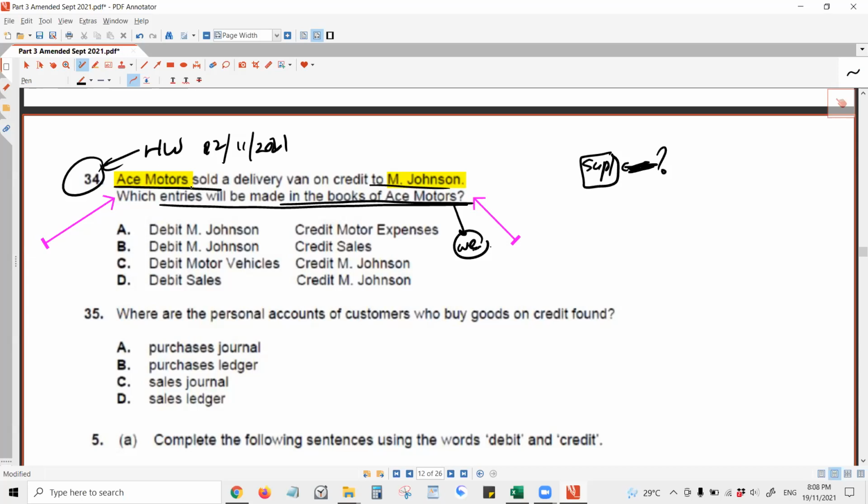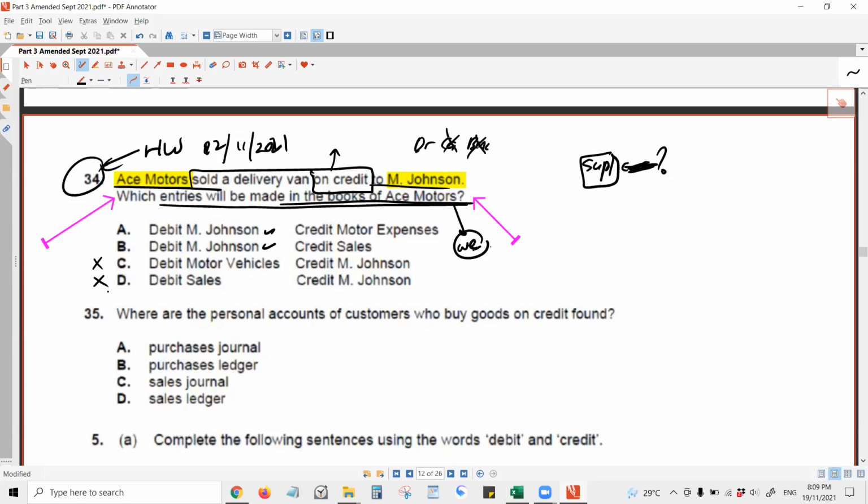Continue to read. Sold a delivery van on credit to M. Johnson. Is it immediate payment from M. Johnson to us? No. On credit means M. Johnson will owe us for some time. Therefore, you cannot debit cash. You cannot debit bank because you have not received the money. You debit M. Johnson. Therefore, C and D are wrong.